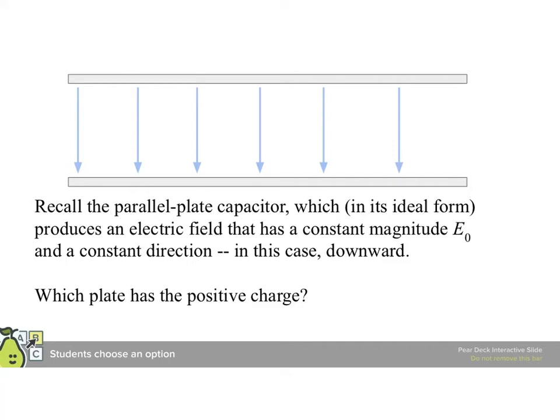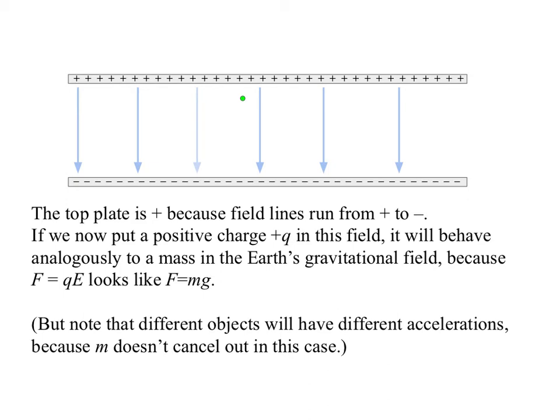Alright, let's return to our parallel plate capacitor, which in ideal form produces an electric field that has constant magnitude E0 and a constant direction, which, as shown here, is downward. In this case, which plate has the positive charge? We know that the top plate will be the positive plate because field lines run from positives to negatives. Right? Or, if you want, the direction positive charges move, which means they'll be repelled from the top plate and attracted to the bottom plate.